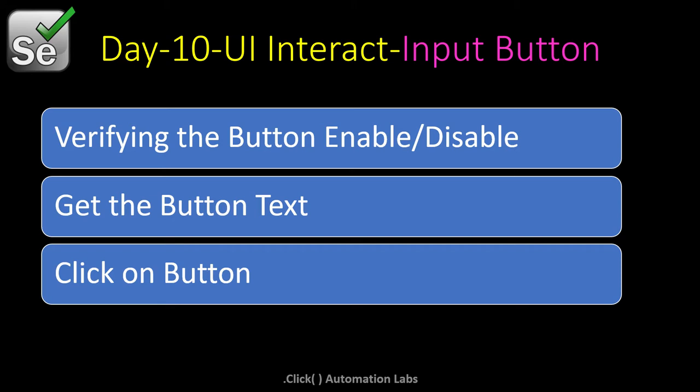In this session, we will learn how to work with input buttons. We will look at how to verify whether a button is disabled or enabled, how to get the button text, and how to click on a button.